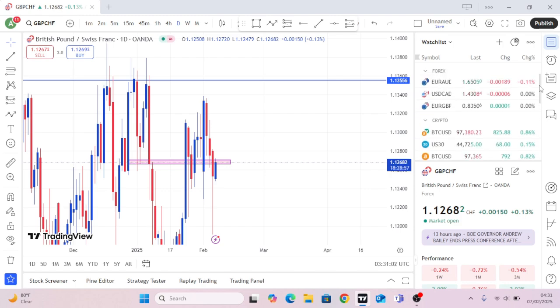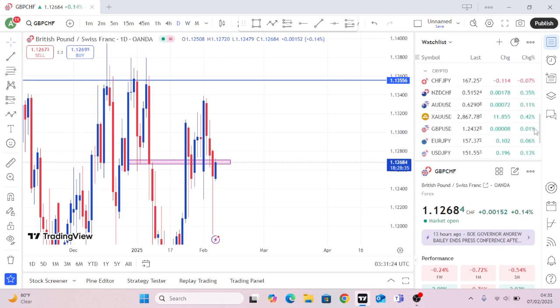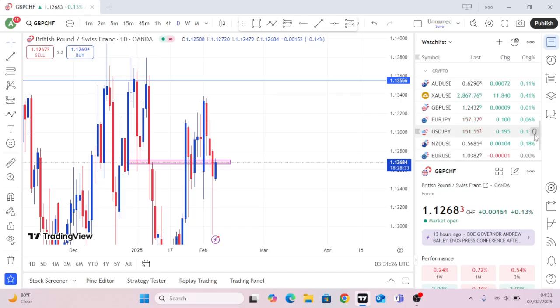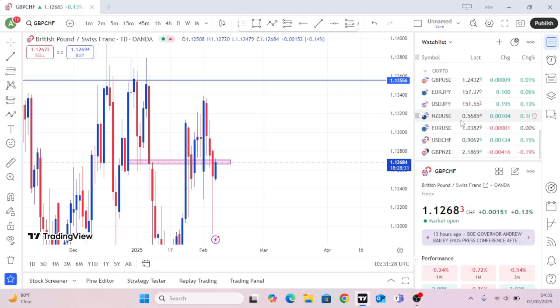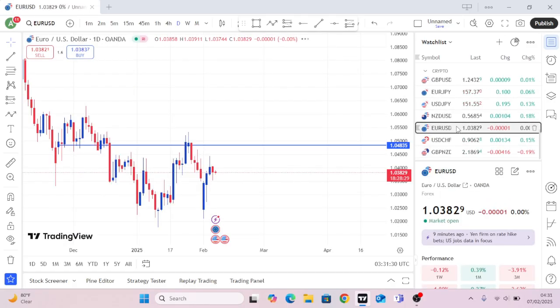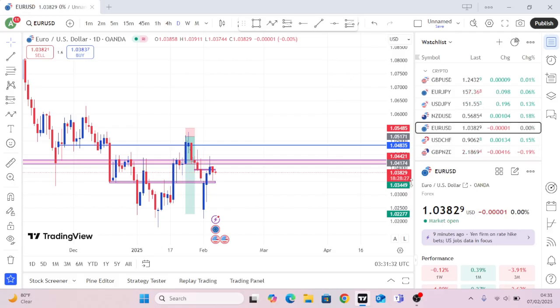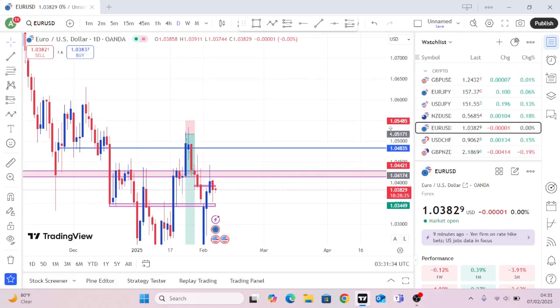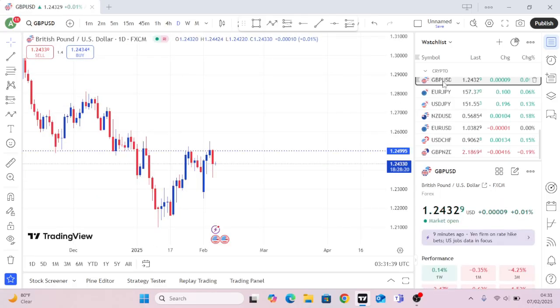BTC USD, I'm going to skip that. These are the pairs I'm expecting. You can see I've checked out my watch list. Euro USD has some momentum to push to the downside, but I'm not really anticipating Euro USD. So I'm looking at GBP USD.